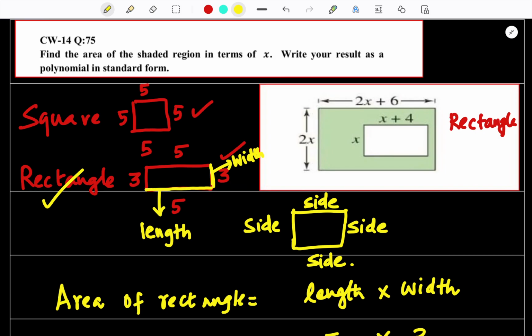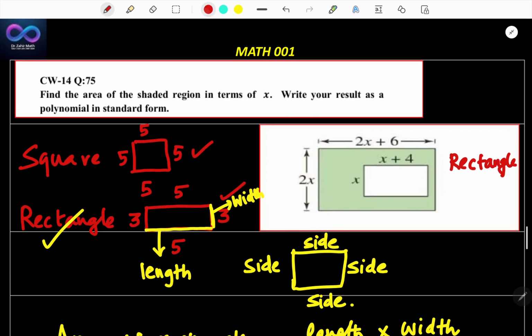We are going to do the area for this one. Let me read this question. Find the area of the shaded region in terms of x and write your result in the standard form.